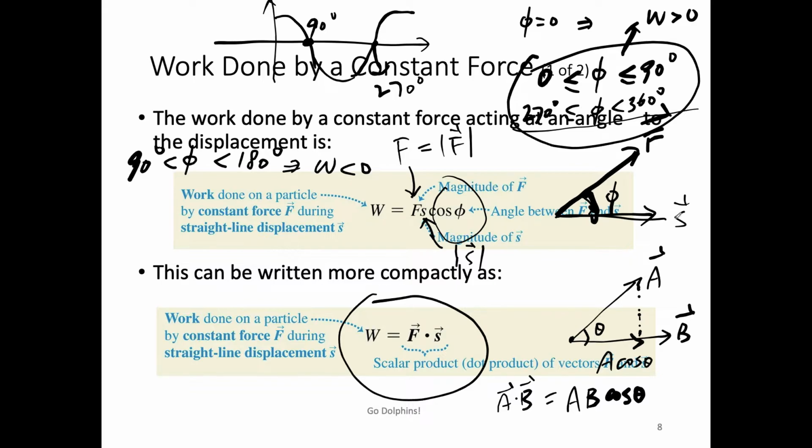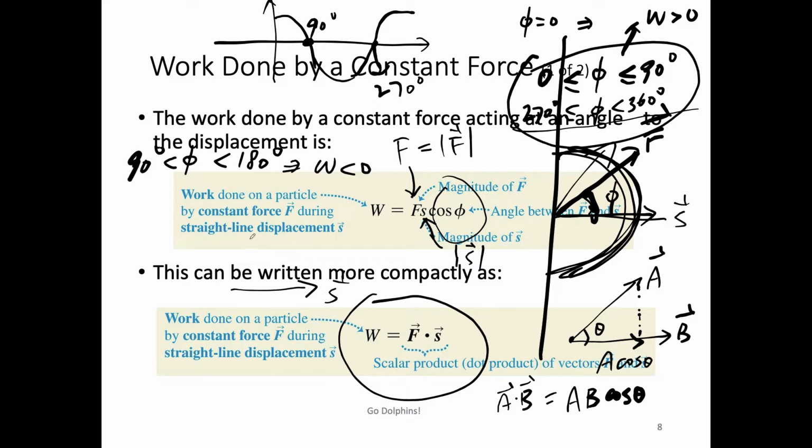So it also makes sense, right? If your force is somewhere here, in these angles, it gives positive work. On the other hand, if you have your S and your F is in any of these directions, the work is negative.